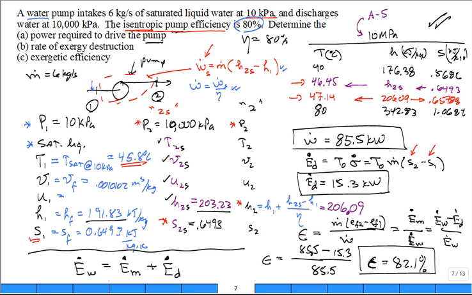I know it's a subtle point, but there's a difference in the numeric value between the isentropic efficiency and the exergetic efficiency. They're close for pumps and compressors and stuff, but they're not spot on. They're not the same. 80% is close to 82%, but it's not the same number. Okay? It's a slightly different definition of the efficiency.